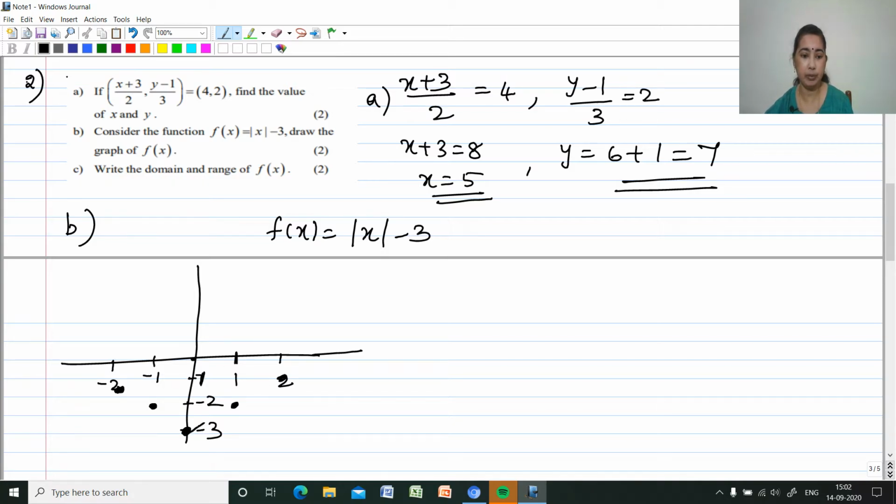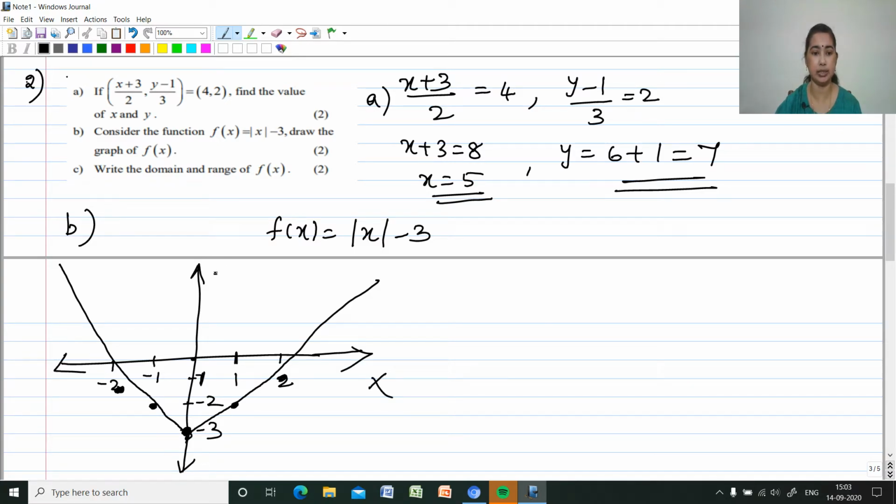Moving like this, we can see that we get a V-shaped graph, where the vertex is at 0 comma minus 3. This is x, this is y. If it is modulus of x, it will be a V-shaped graph with the vertex at 0, 0, the origin. So compare the graphs and study. Now what about the domain? What about the range?